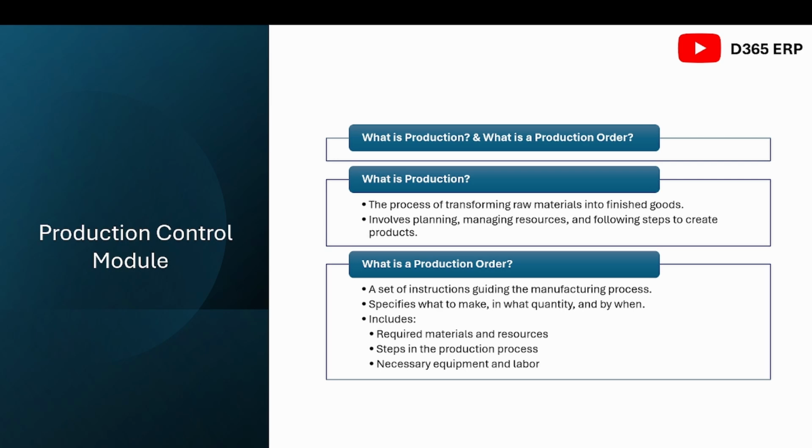And if you have properly configured the labor part also, then in the production order we have the option to see which labor or skill set is required to complete this production. So in simple terms, a production order is a plan that guides the production process from start to finish. It also helps companies to track the cost, timelines, and the resources involved in the production process.